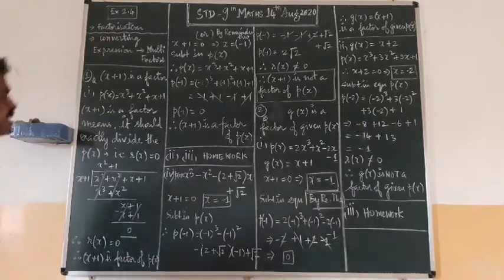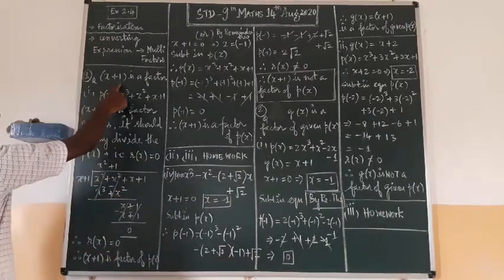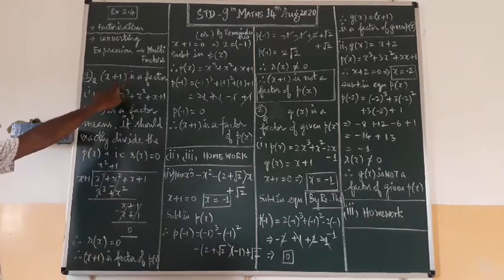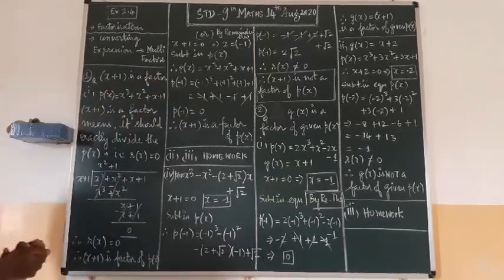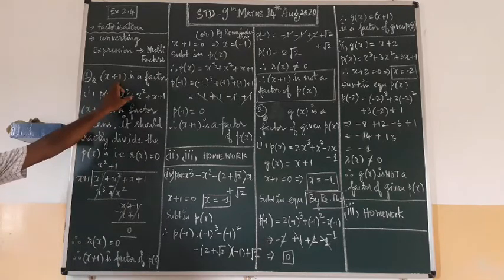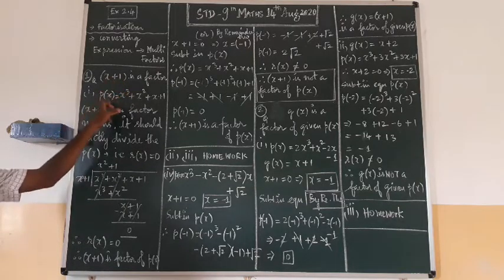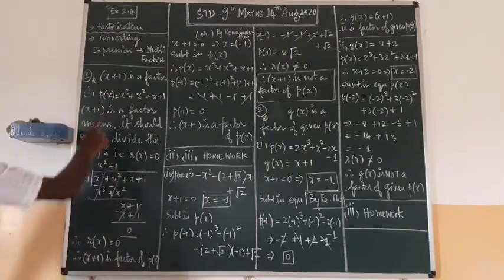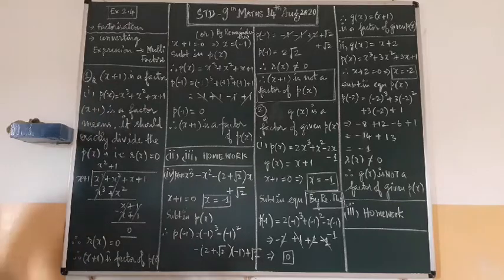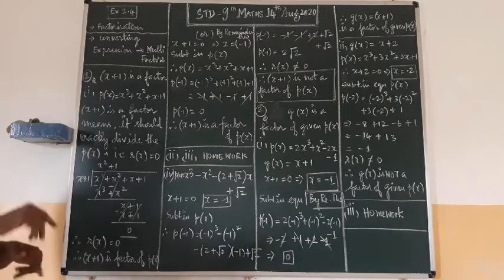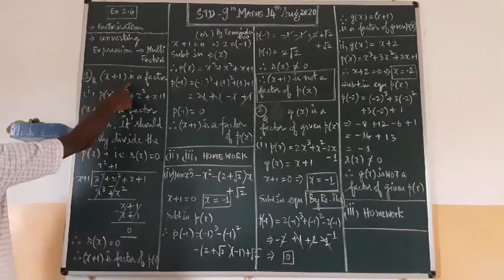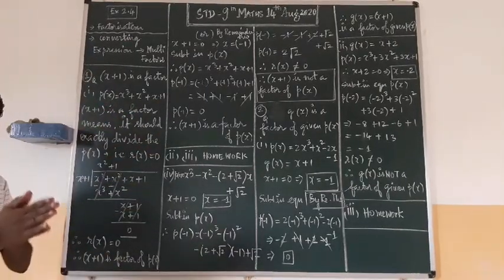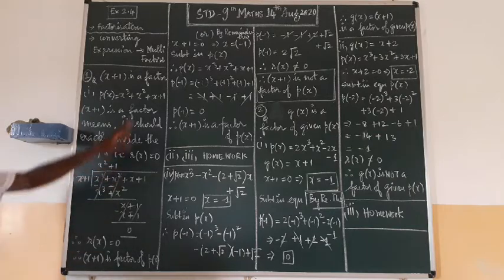First question. What are they asking? x plus 1 is a factor of the given polynomial p of x. What have you studied? If it is a factor, it means if you substitute or divide this p of x by x plus 1, your remainder will be 0. That means p of x will be exactly divided by x plus 1. Or in other words, if we equate the factor to 0 for the x value and substitute it, p of x will be 0. That means it is a factor.